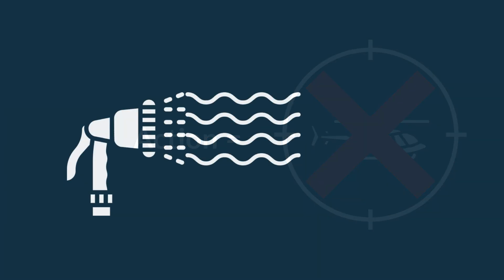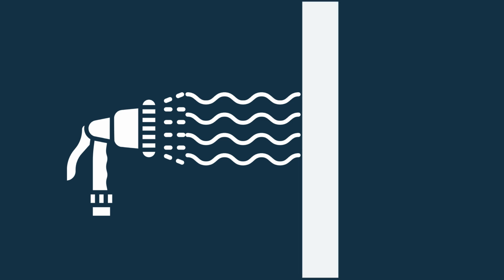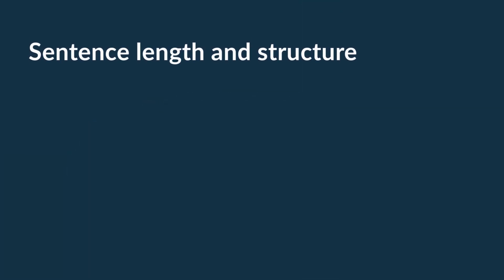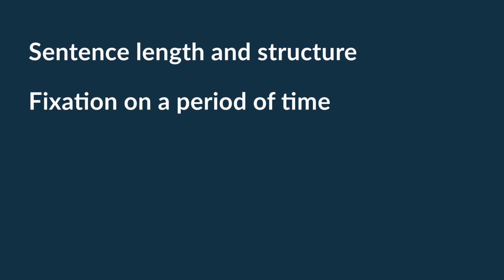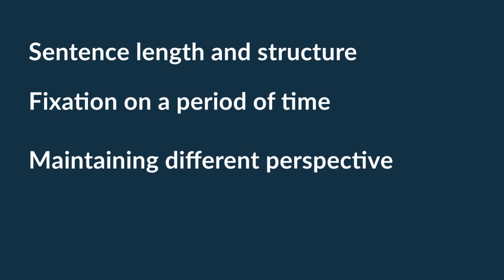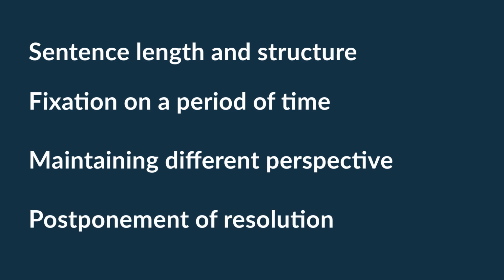You probably now already have an idea of how to manage pace, but you could envisage your plot as a stream of water. By controlling the action provided at particular points in the story, you create or remove a blockage in the stream. More action means more flow, which means more pace. This can be achieved in several ways: sentence length and structure, fixation on a period of time, maintaining a particular character's perspective, and postponement of resolution.